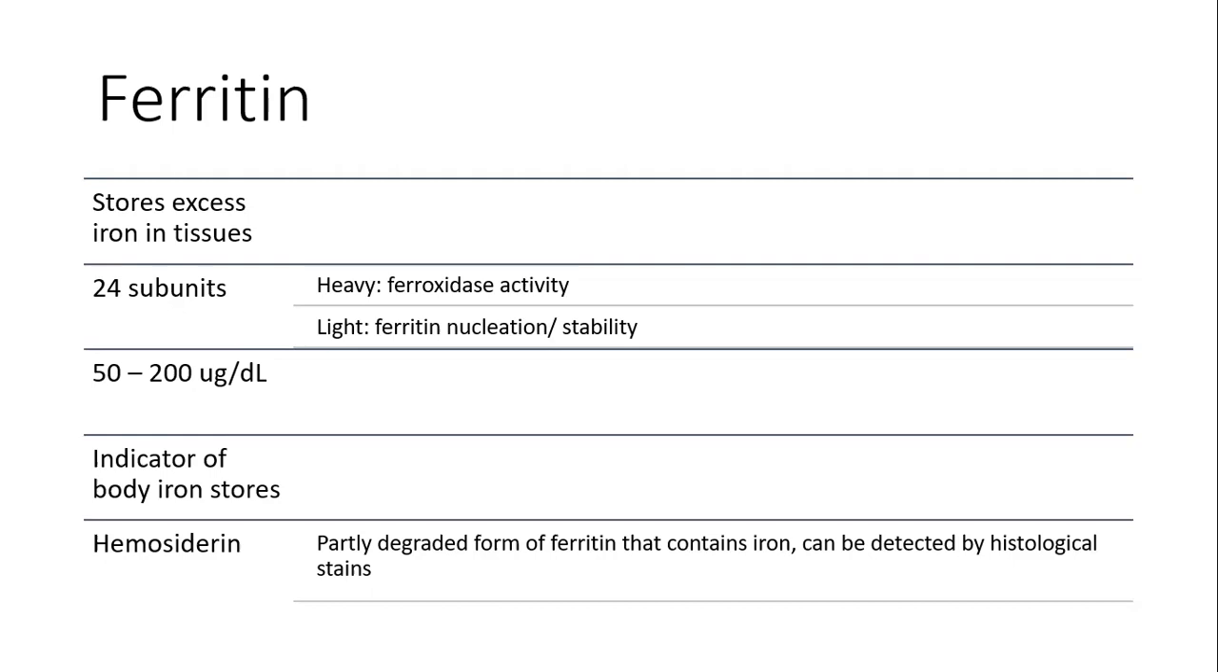We have such a term here known as hemosiderin, which is a partly degraded form of ferritin that contains iron. This can be detected by histological stains. If you can still remember, a transferrin saturation of more than 50% might be indicative of iron overload, in which hemosiderin can also be expected to be seen.